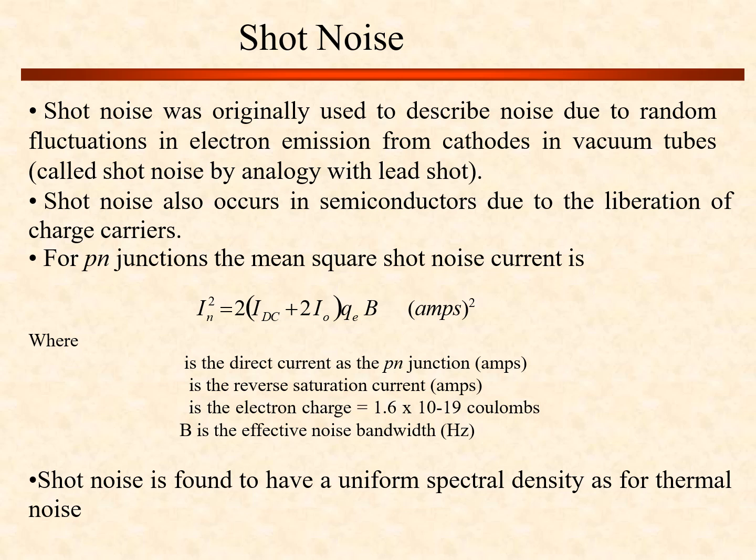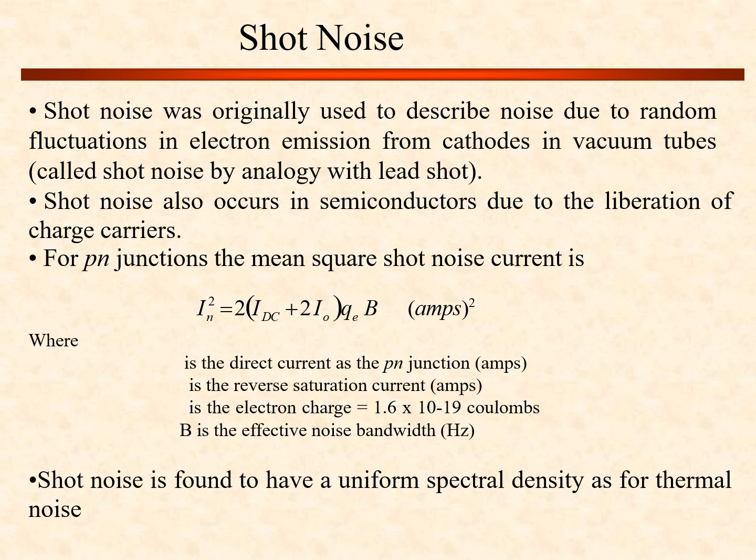Next one, we are going to talk about shot noise. Shot noise was originally used to describe the noise due to the random movement of electrons from the cathode in a vacuum tube. For example, if you consider a vacuum tube, the random movement of the electrons will produce some noise, called shot noise. Shot noise also occurs in semiconductor devices due to the liberation of charge carriers. Because of the liberation of the charge carriers, we are getting some noise in semiconductors, which is called shot noise.